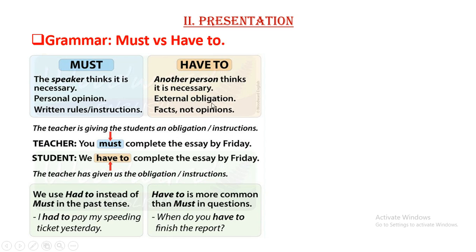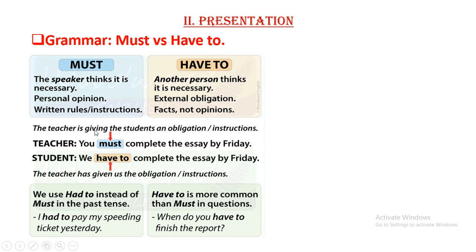But when you say external obligation, you know obligation, right? As we talked last time, obligation means something that is important for you to do. So when you are talking about external obligation, you're going to use have to. And one more, written rules or instructions. When you are writing rules or instructions for doing things, you're going to use must. But when you are talking about facts, something that is real, not an opinion, then you're going to use have to. You can see more with the example here to make you clear.